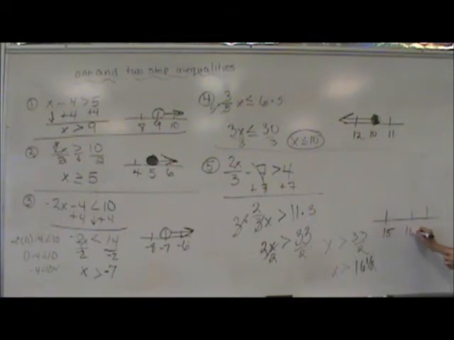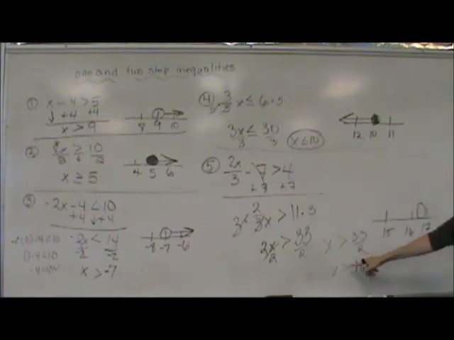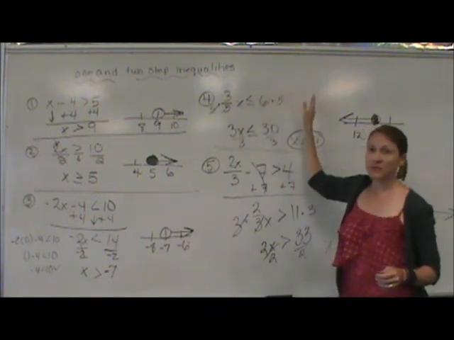15, 16, 17. Since it is 16 and 1/2, I want to place it in between 16 and 17. It's an open circle because I don't have the line, the equal to sign. And because it's a greater than symbol, I'm going to the right. And that will complete our lesson on one and two-step inequalities.